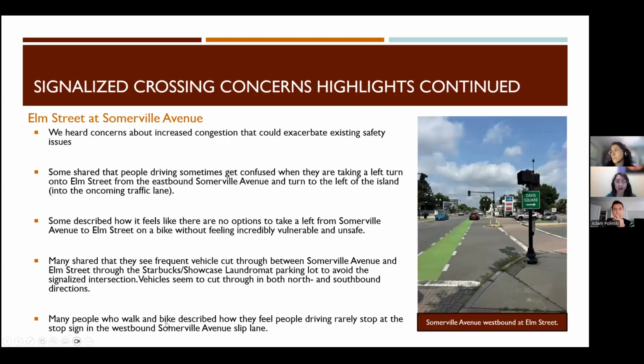At the intersection of Elm Street at Somerville Ave, we heard concerns about increased congestion that could exacerbate existing safety issues. Some share that people driving sometimes get confused when they are taking a left onto Elm from eastbound Somerville Avenue and turn to the left of the island or into the oncoming traffic lane. Some describe how it feels like there are no options to take a left from Somerville Avenue to Elm Street on a bike without feeling incredibly vulnerable and unsafe.